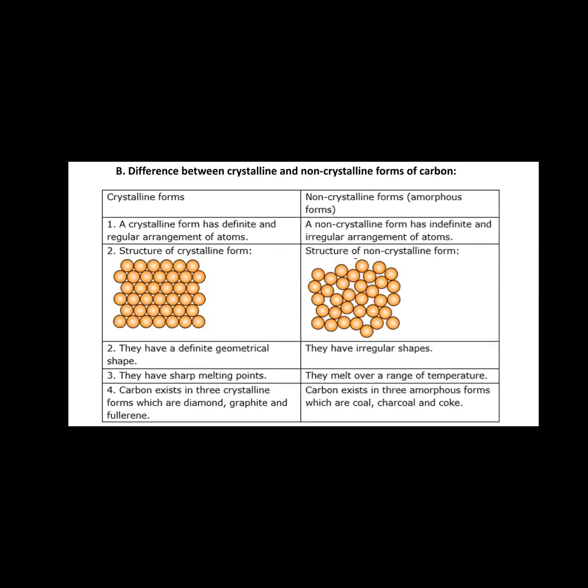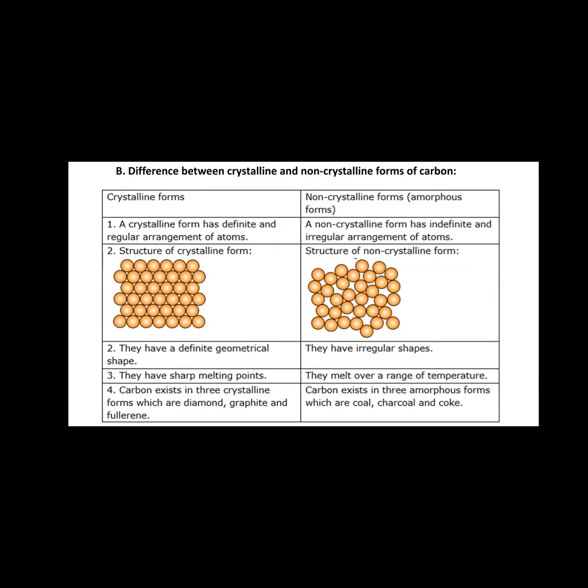The next one is the difference between crystalline and non-crystalline forms of carbon. This is very important, as most of the theory or most of the structures are based on the crystalline and non-crystalline forms of carbon. The first one is the crystalline form. The crystalline form has a definite and regular arrangement of atoms. So this is the first.